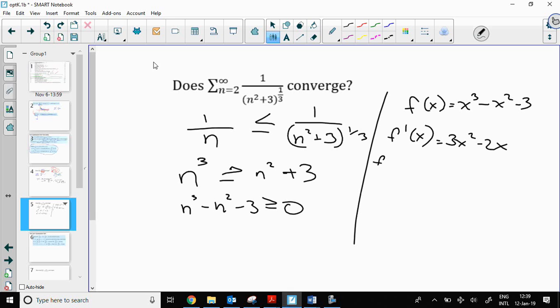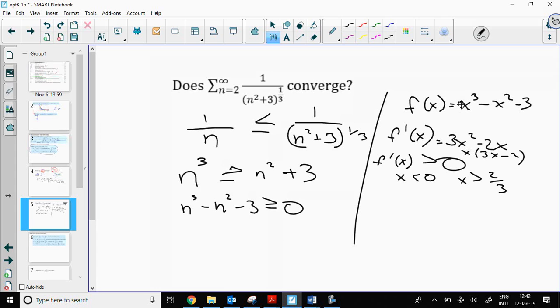Well, I know that f prime of x is going to be greater than 0 whenever, well, let's factor this out, huh? That's going to be x times 3x minus 2. So f prime of x is going to be greater than 0 whenever x is less than 0 or when x is greater than 2/3.